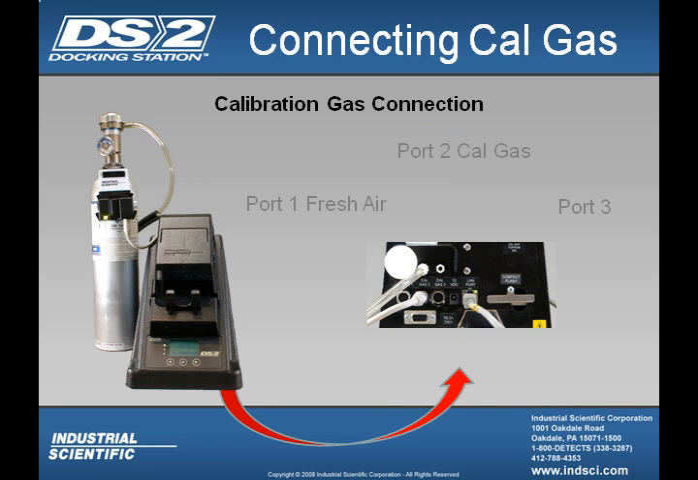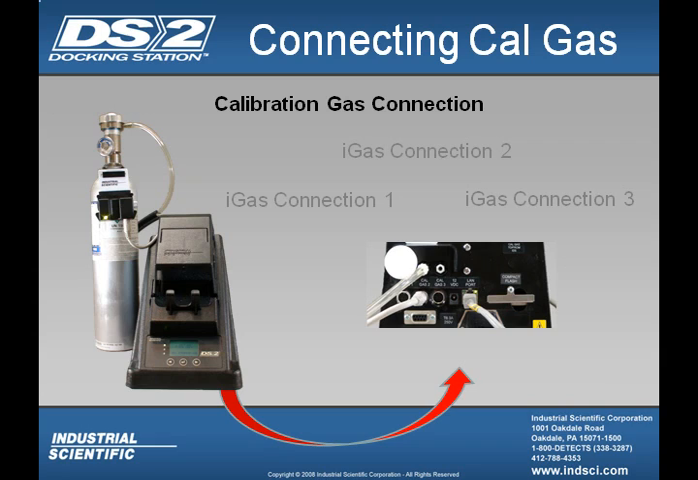So let's look at the back of your DS2 and look at your 3 calibration gas inlet ports. Port number 1 is normally reserved for fresh air. Therefore, typically, this port number 1 will also have a filter to prevent unwanted matter from being ingested into the DS2. Inlet port number 2 could be a calibration gas connection, as well as port number 3. And in this example, we see that port number 3 is not being utilized.